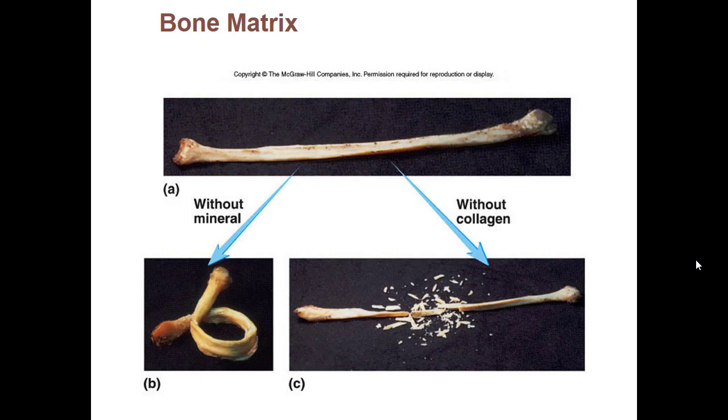If you remove the collagen, the part that makes your bones flexible, and you jump off a table, that's what's going to happen to your bones. They would shatter into 1,000 pieces. We need both of them for bone health.